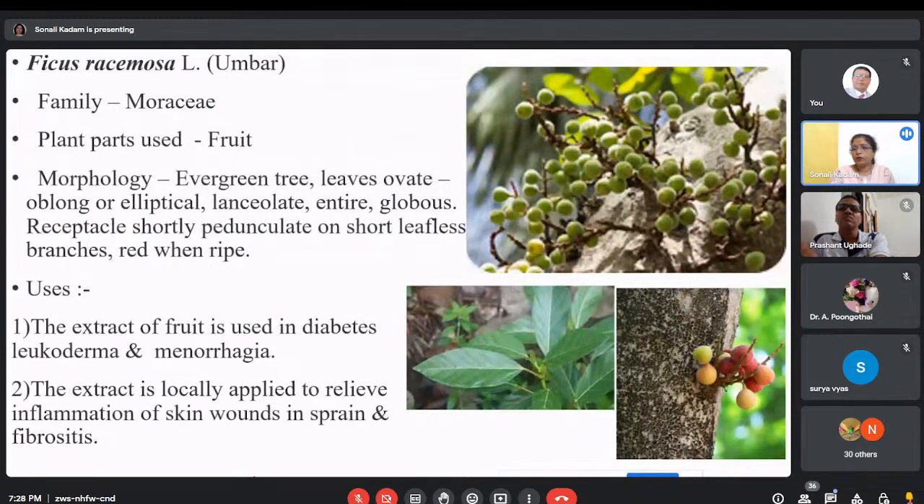Then umbar, you must have seen umbar, and see how beautiful the fruits are.